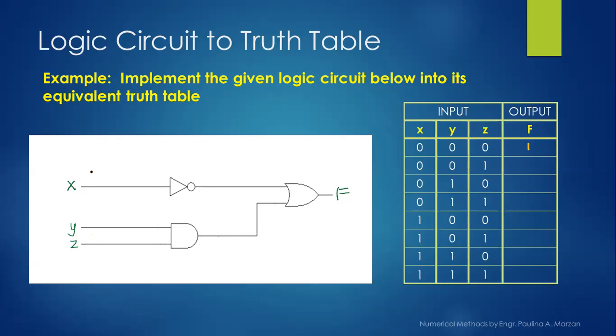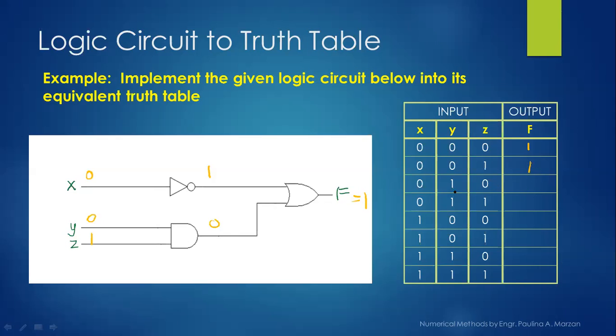So what if x is 0, y is 0, and z is 1? Then not 0 is equal to 1. Then 0 and 1 equals 0. So here we have 1 or 0 is equal to 1. So that in the output, our f is 1.